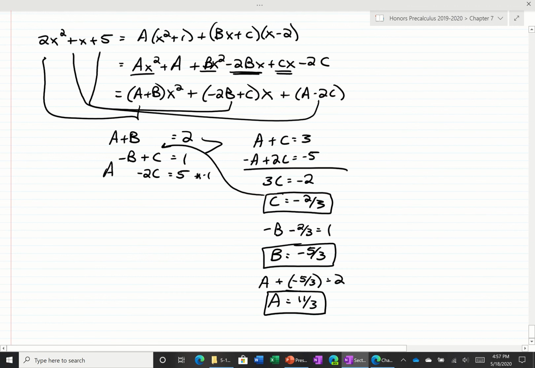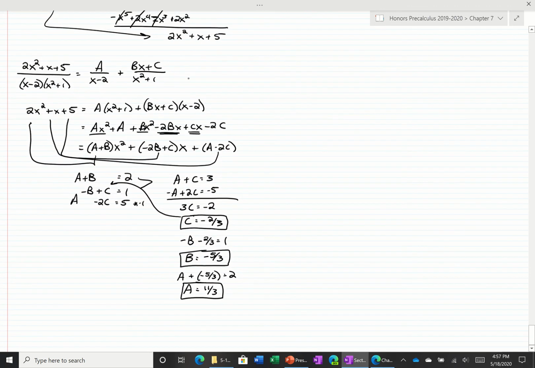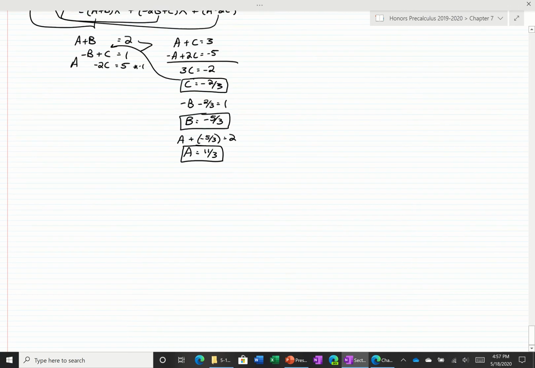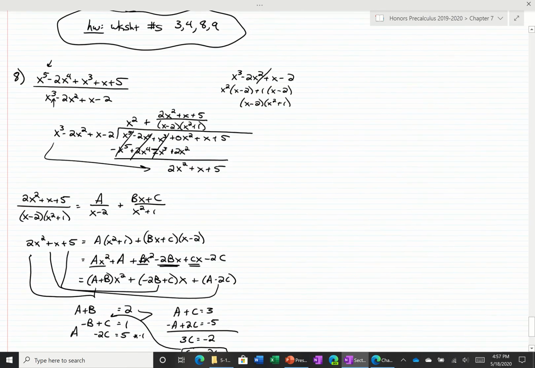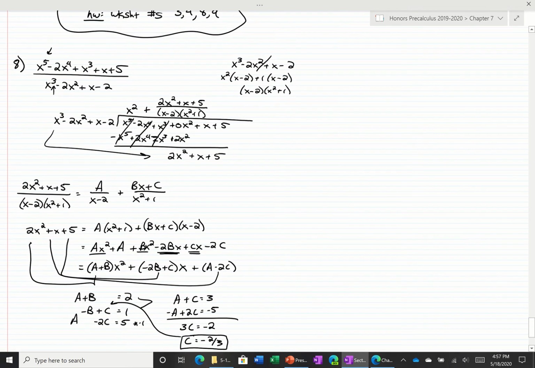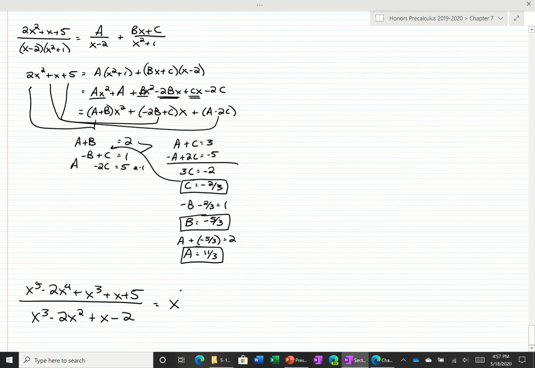So for our final answer for this problem, we would say that, let's see here, x to the 5th minus 2x to the 4th plus x to the 3rd plus x plus 5 over x to the 3rd minus 2x squared plus x minus 2 is equal to the whole part, which was x squared plus the a over x minus 2, and then plus the b plus the c over x squared plus 1.